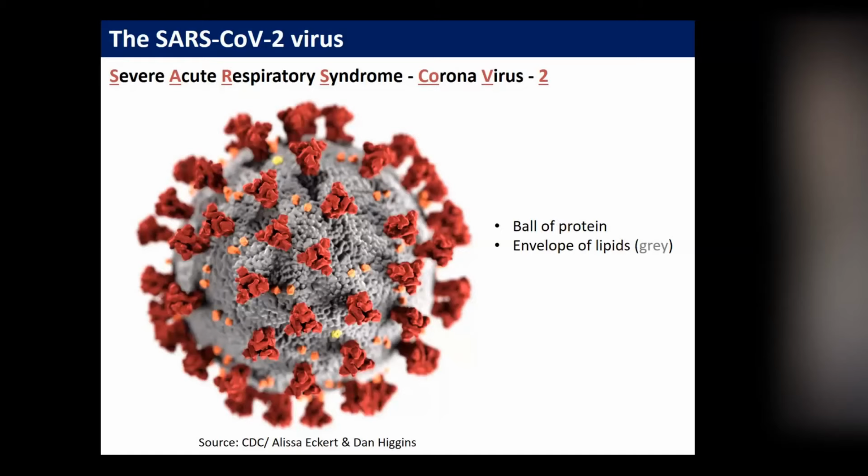Sticking out of the envelope are these red protrusions, which are the spike protein of the virus, and that's important for the next slide. And inside that ball of protein is the genome of the virus, which in this case is made up of RNA.